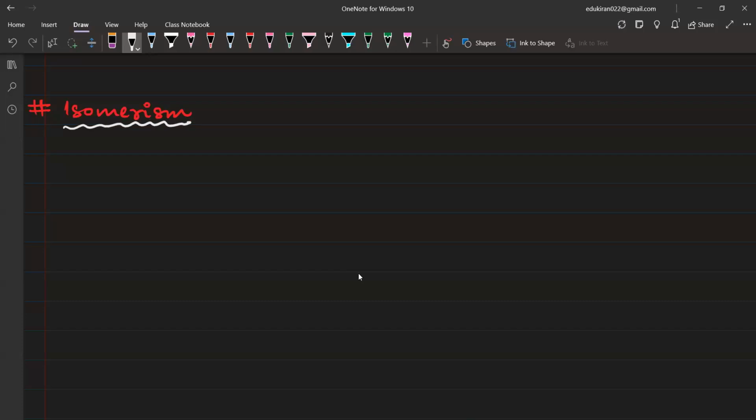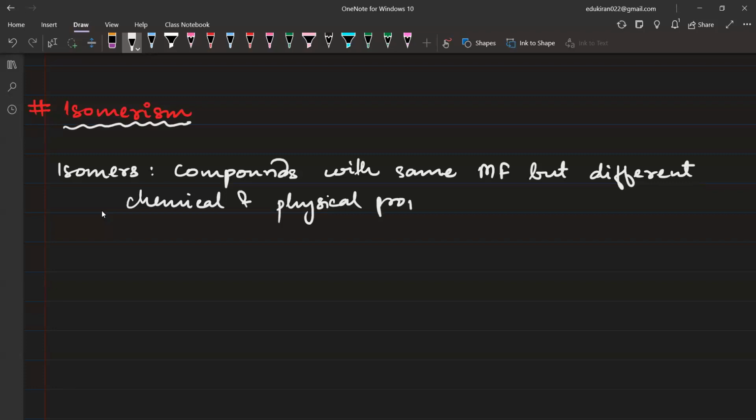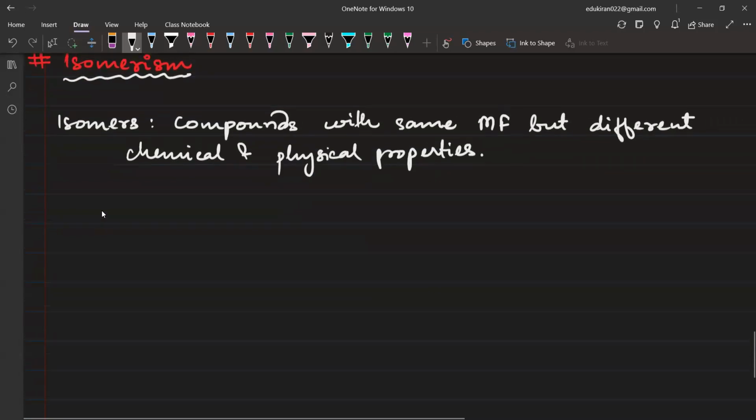तो बेसिकली आइसोमरिज्म में आइसोमर्स का मतलब क्या होता है सबसे पहले वो समझ लीजिए. आइसोमर्स, what are isomers? Isomers are compounds with same molecular formula but different chemical and physical properties. Okay. So if we have a compound, we have two compounds.